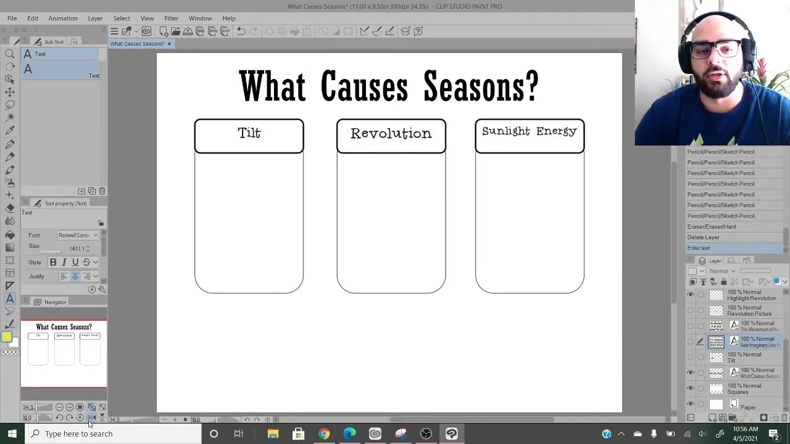My name is Mr. Sepulveda, and today I'm going to be talking to you guys about what causes seasons. Okay, right here I'm going to fill in this graphic organizer. So if you want to set up your notebooks to look exactly like this, please hit the pause button now.